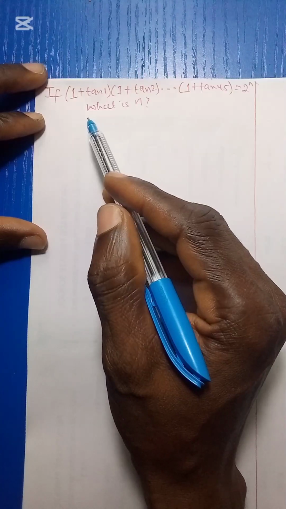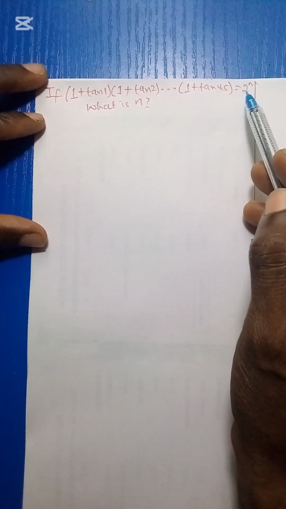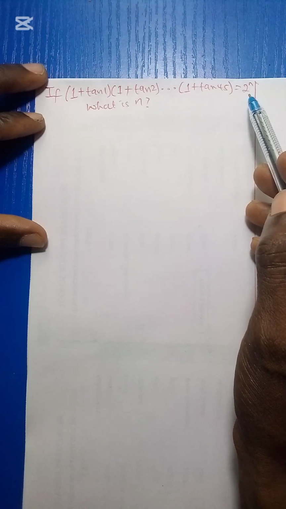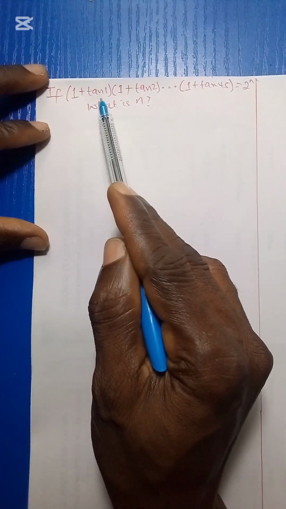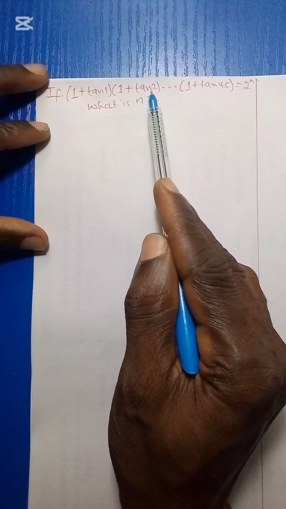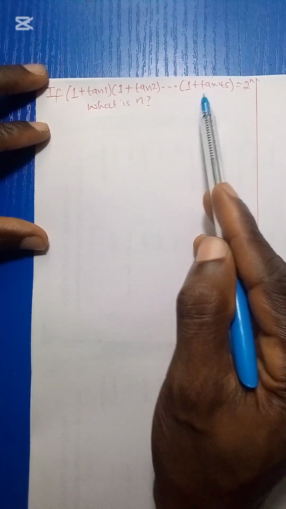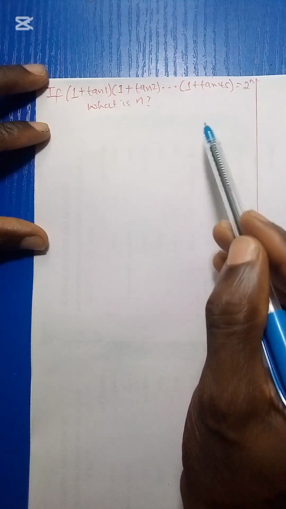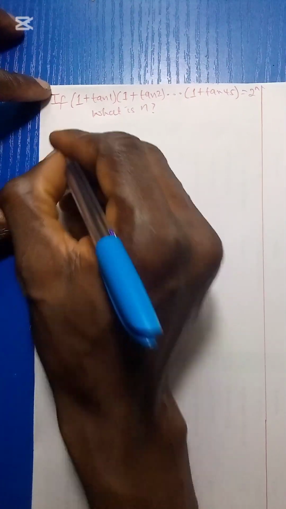In this video, I have a fine combination of a trig identity on the left hand side and an exponential function on the right hand side to solve. The question is, if (1 plus tan 1) plus (1 plus tan 2) up to (1 plus tan 45) in brackets is equal to 2 to the power n, what is the value of n? How are we going to solve this problem?